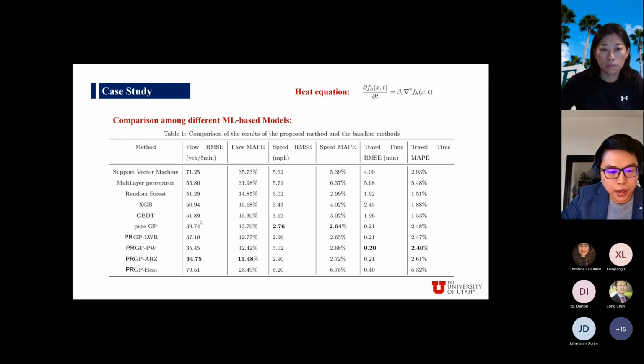But at the same time, if we compare those models, we can see that even though the PRGP can be better than the pure Gaussian process, still the difference is not significant, right? If you look at it, even with the best one, the difference is only like 5 vehicles per 5 minutes in terms of the flow RMSE. So that gives us a question: would this PRGP be valuable enough to be developed? We're going to figure out the answer to that question later.